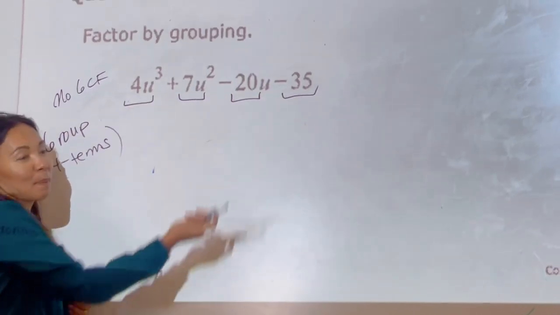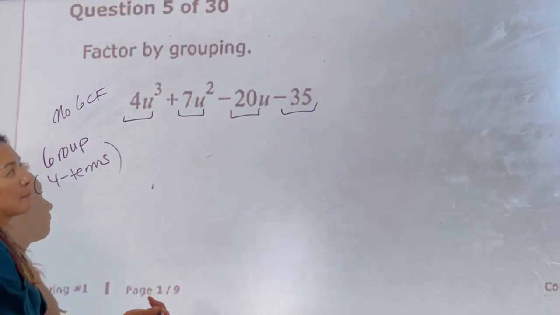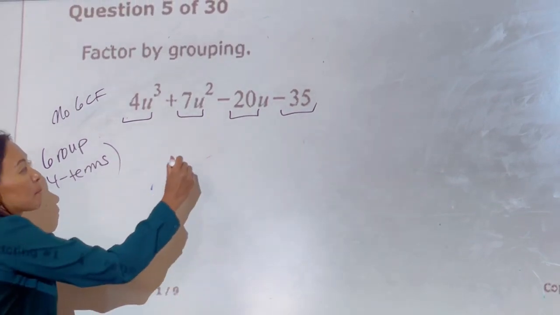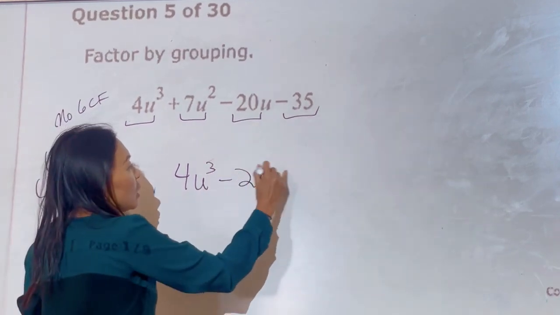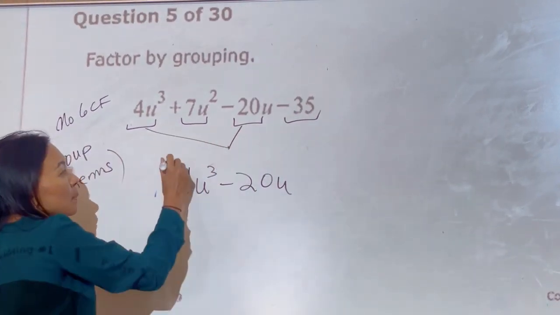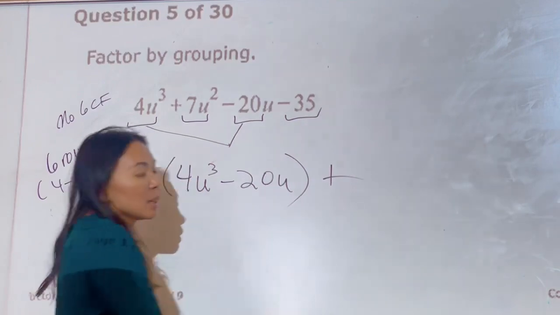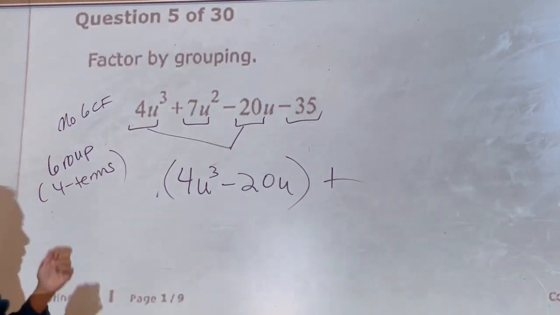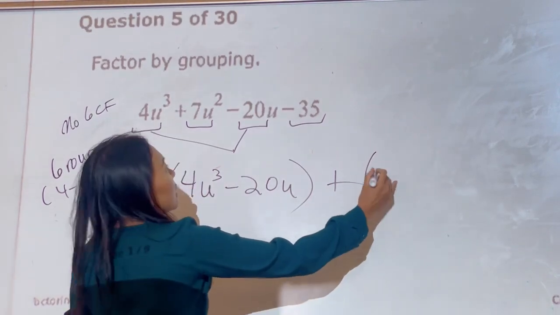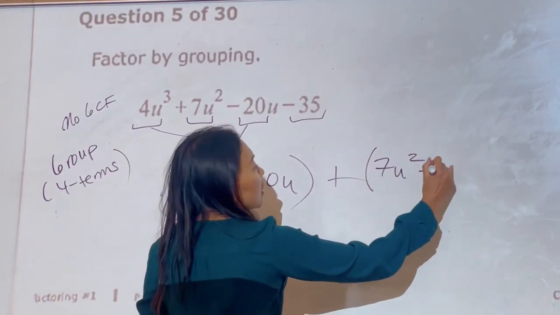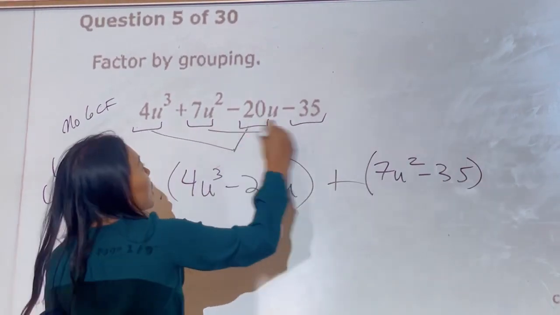What 2 terms can I put together where they have something in common? 4u cubed and negative 20u. Okay, so we're taking these 2 terms and putting them together as a group. Plus, what's the next group that I'm going to put together then? What's left over? 7u squared minus 35. So those are my other 2 groups.